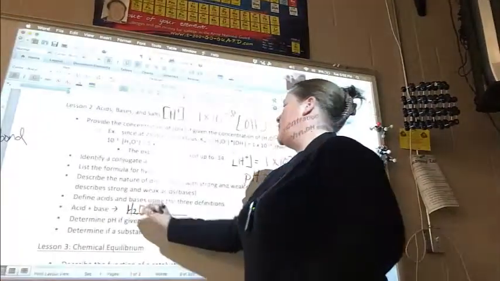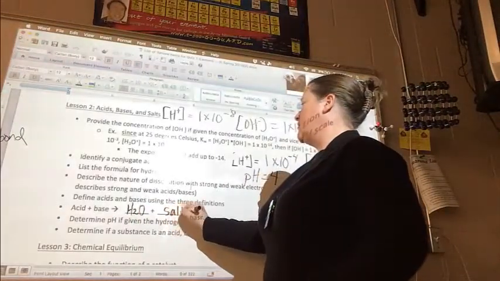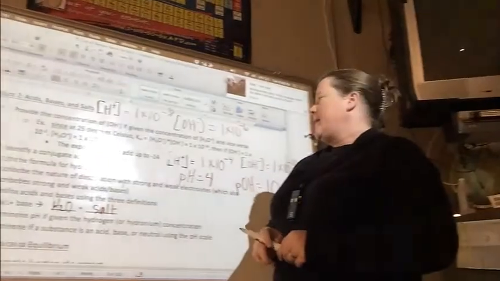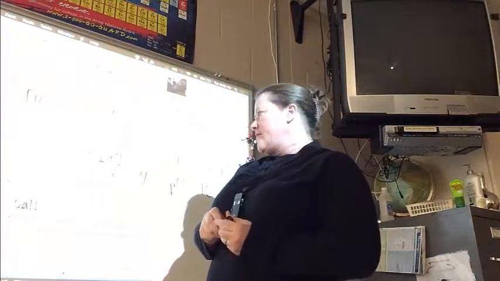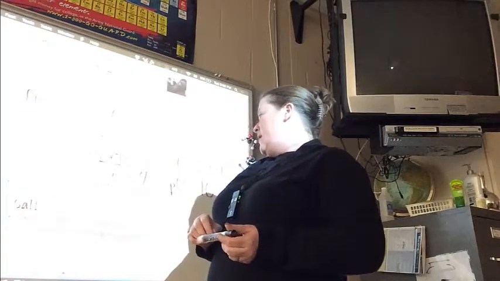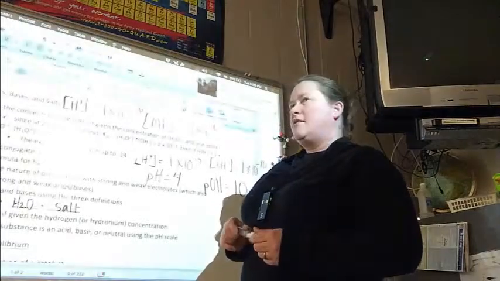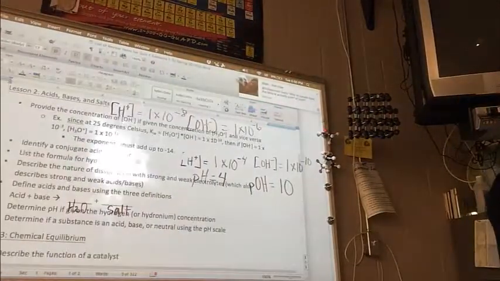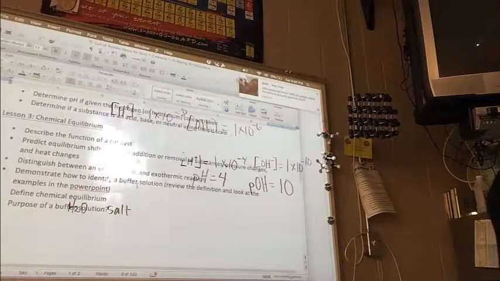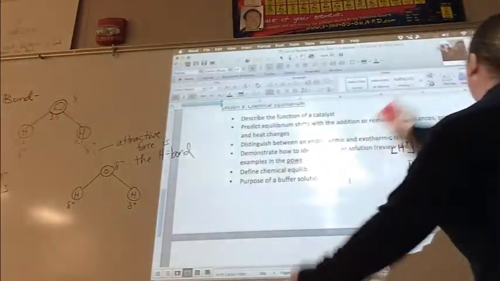We get water as one plus a salt. So an acid plus a base gives us water plus a salt. And then knowing that pH scale, the 1 through 14, 7 being neutral, 14 being a strong base. And then the last thing is this chemical equilibrium.